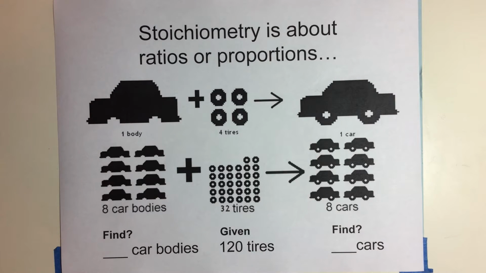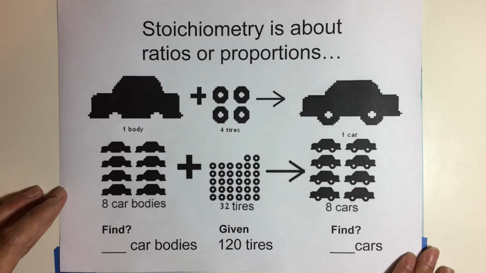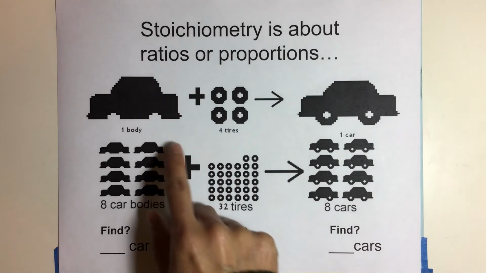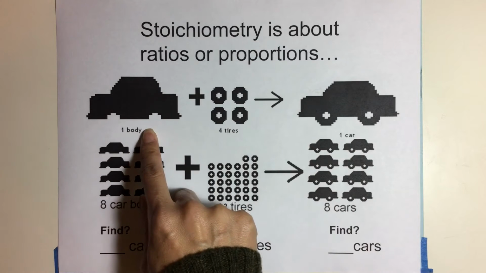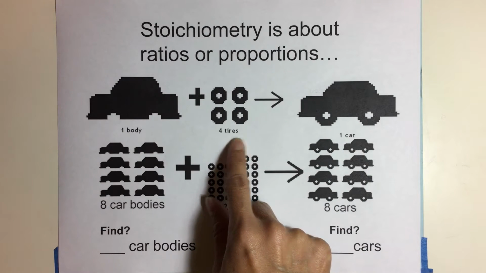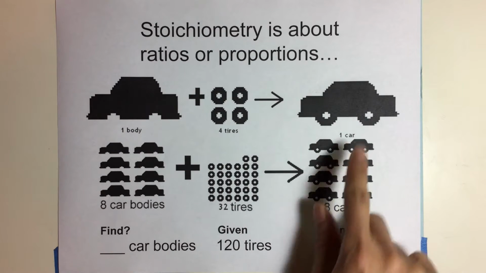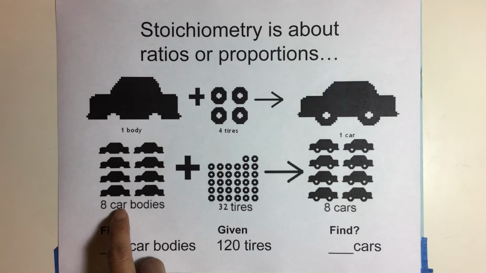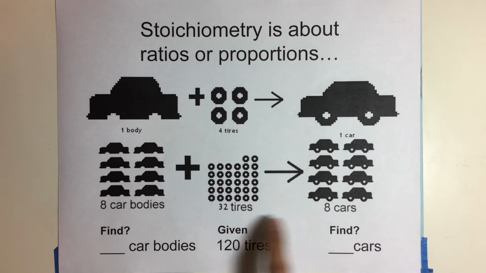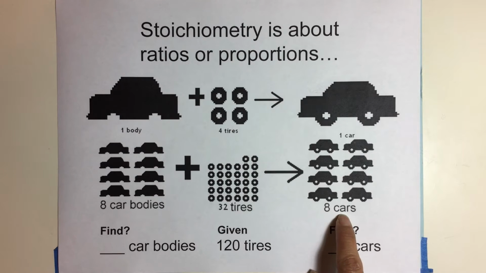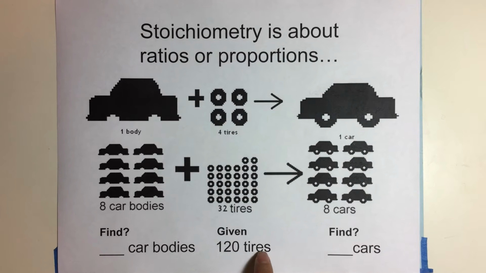Another way to think of stoichiometry is what you see here, a relationship between bodies and tires and cars. For every one body, you need 4 tires to produce 1 car. If you have 8 car bodies, you need 4 times that, which is 32 tires to form 8 cars in the end. So here you have a scenario where you're given 120 tires.